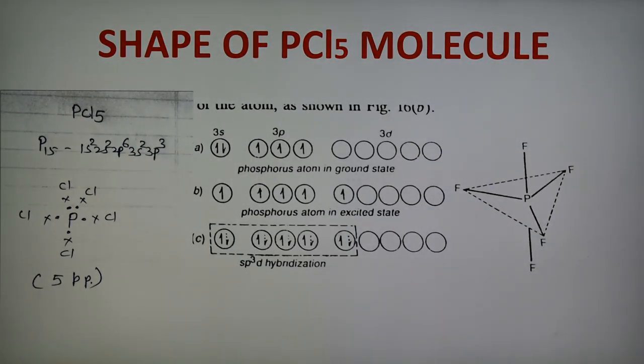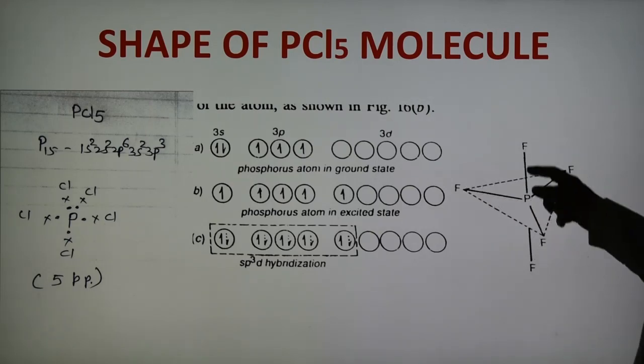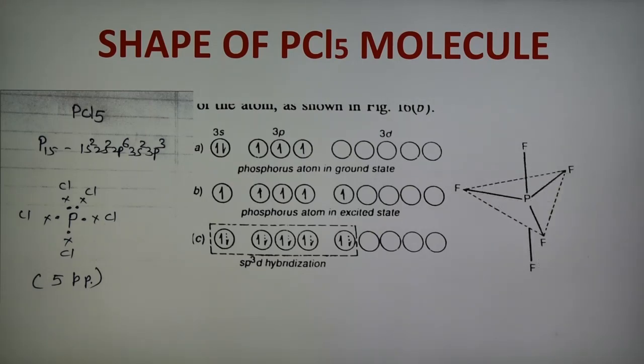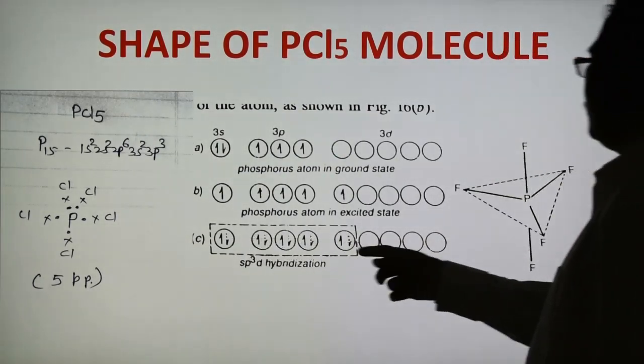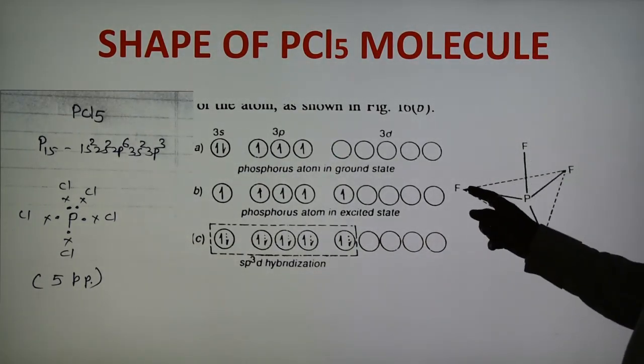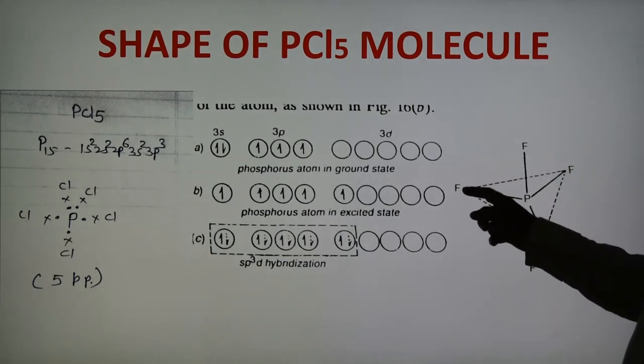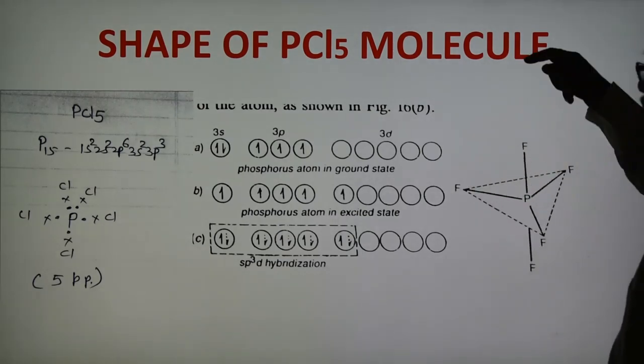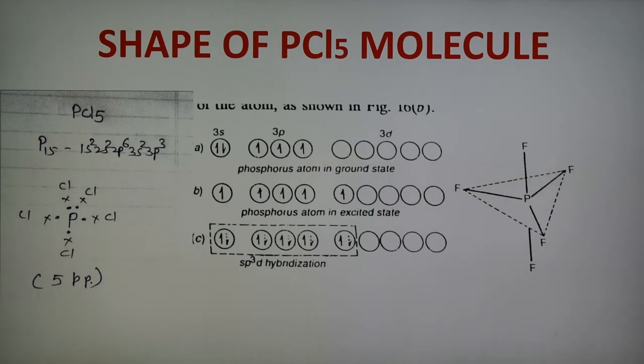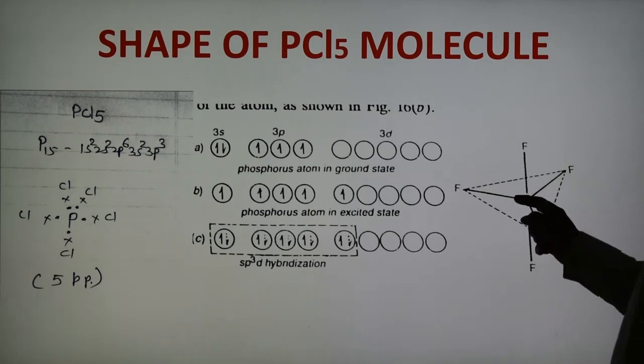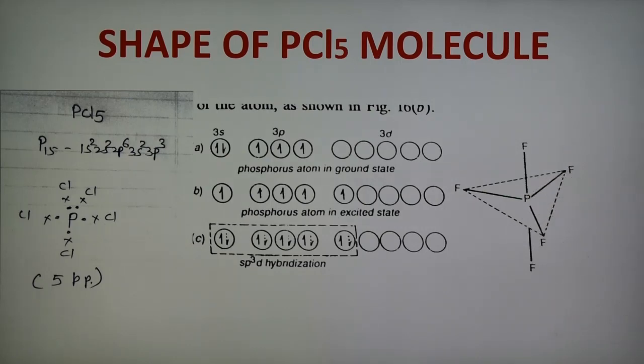And because the hybridization is sp3d, the shape of the molecule is trigonal bipyramidal. Out of 5 hybrid orbitals, 3 orbitals occupy the positions of 3 corners of a plane triangle, and 2 are perpendicular to the triangle plane, above and below the plane, with a bond angle of 90 degrees. And the 3 orbitals forming this triangular plane have a bond angle of 120 degrees. So the shape of this PCl5 molecule is trigonal bipyramidal. This is shown in this figure.